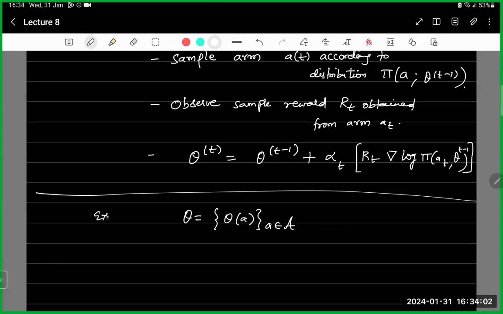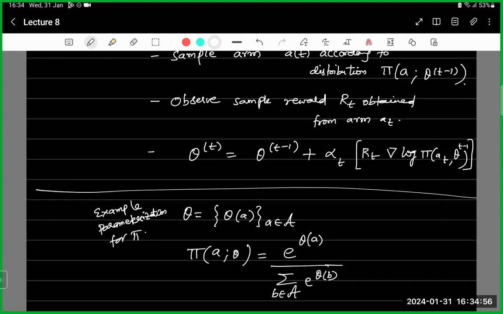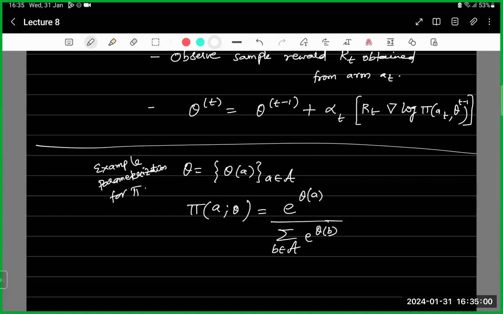So one example parameterization of pi is the following. Let's say your theta is this. You just do a softmax over this. You can think of theta of A as a preference that you are giving for that particular arm. You can think of pi as, if theta is high, you want to play that arm more. This is called a softmax function. The denominator is just a normalization constant, whatever I wrote in the bottom. So you just play arm A proportional to e power theta. The denominator is just to make it a probability distribution, so that the sum of all the arms' probabilities should be one.